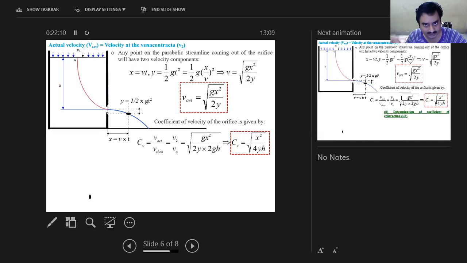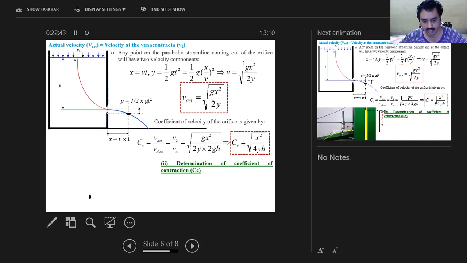So in the experiment, if I want to find out CV, I just need three values. One is the height of the water that is maintained in the tank, and for that height you will have a water jet coming out of the orifice. On this streamline I have got a setup on which I can concentrate on my point, so the corresponding x and y locations I can get. So if I get x, y, and h, then by putting them in this formula, I can get the value of the coefficient of velocity.